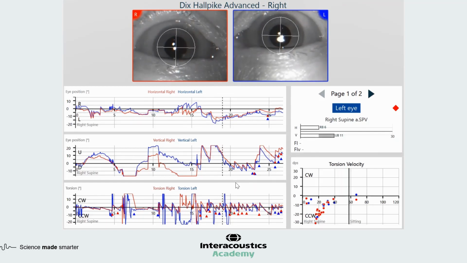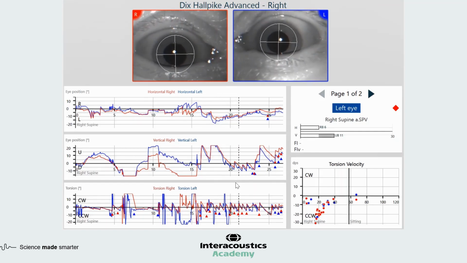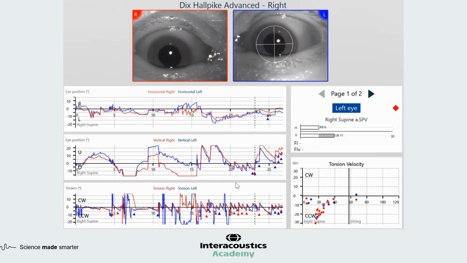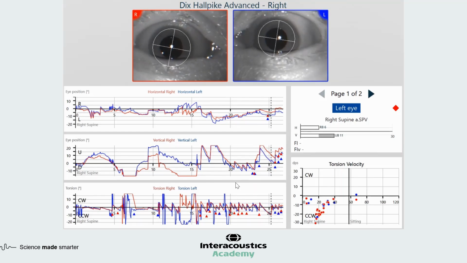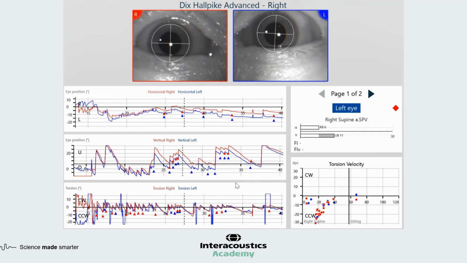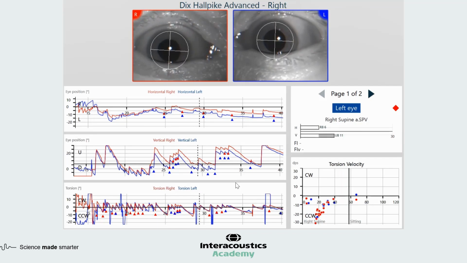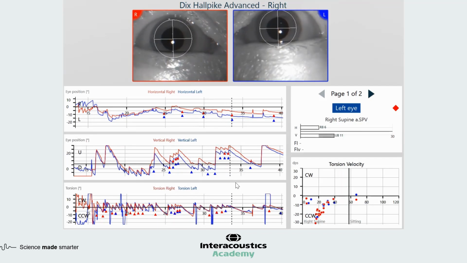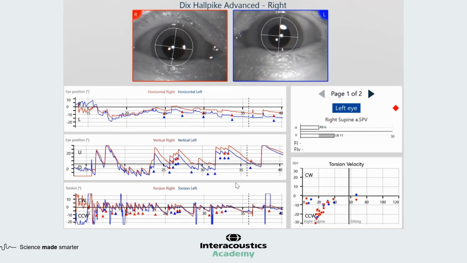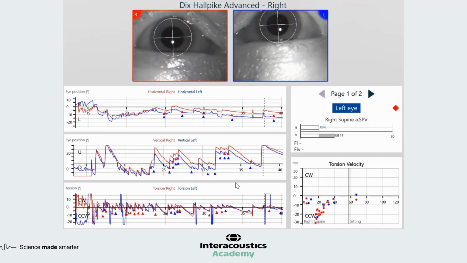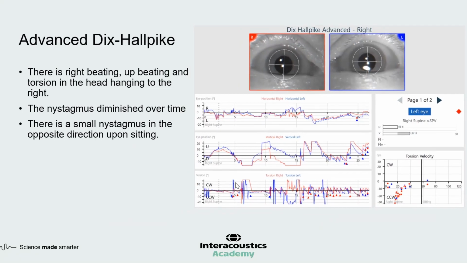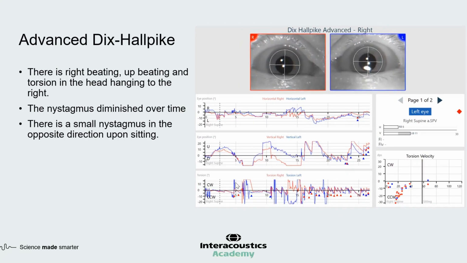But once I got her into that position and held her head steady there, you can very clearly see that she has right and upbeating nystagmus and some torsion present. So she is testing positive for right posterior canal BPPV. You see that there's a right and upbeating nystagmus, and you can see that the nystagmus diminishes over time.